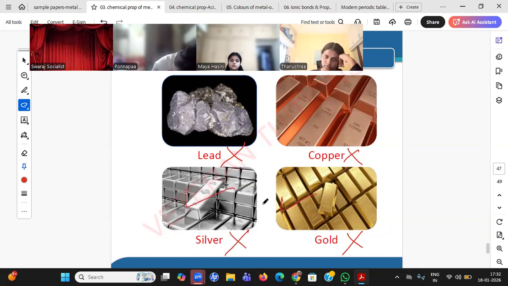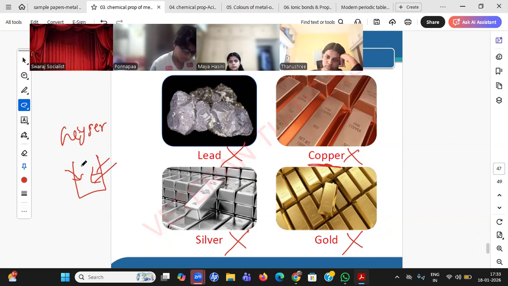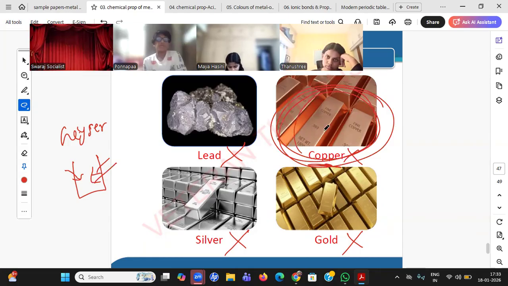Student, gold and silver are easy to remember. They are noble metals. They are very rarely mixing with anything. But you see copper. Have you seen your geyser? The geyser tank is made up of copper. Why? In a geyser, hot water is always there, and mostly some steam particles are also there. So if you make the tank with another metal, it will react, but you don't want it to react. That's the reason the tank is made up of copper.